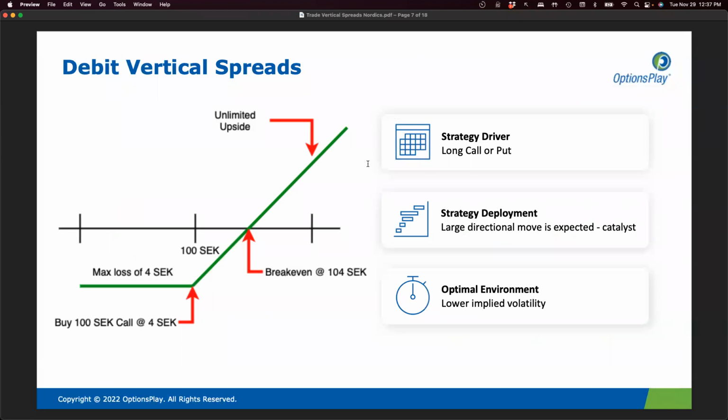Perfect. Okay, so let's talk a little bit about the first vertical spread. Let's talk about debit vertical spreads. Now, when we talk about any of these types of complex strategies, whether we're talking about a vertical spread or a condor or diagonal, we have what's called a strategy driver, meaning for every complex strategy, there's always one component of the option strategy that is the primary driver of the strategy. And in a debit spread, that primary driver is going to be a long call or a long put.